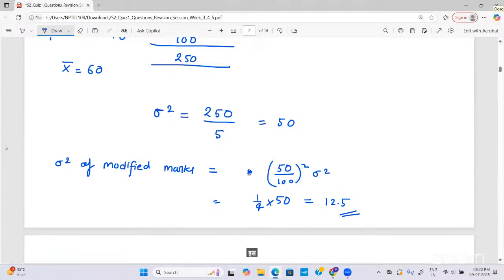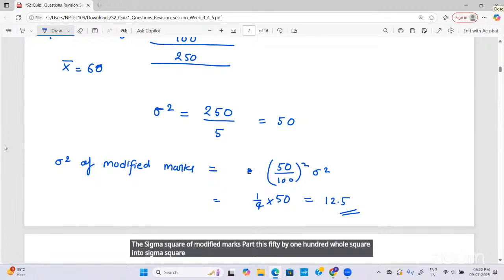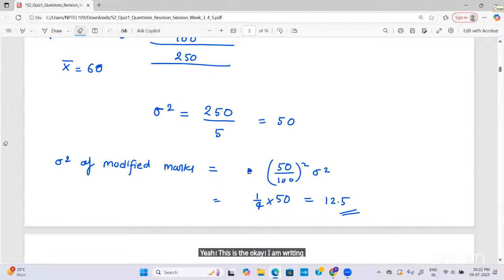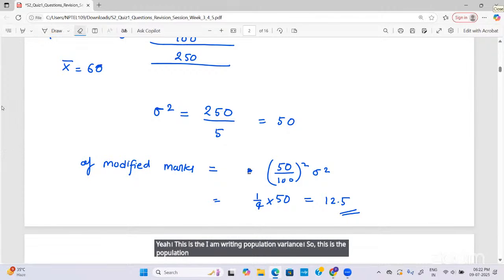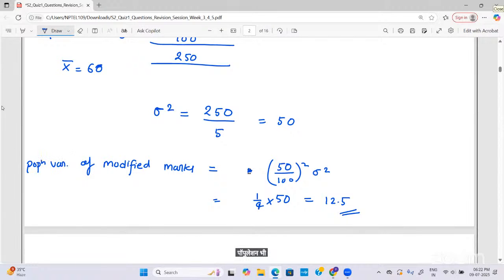Is this clear to everyone? Yes, ma'am. Ma'am, once explain this sigma square of modified marks part. This 50 by 100 whole square into sigma square. I'm writing population variance. So this is the population variance of modified marks.